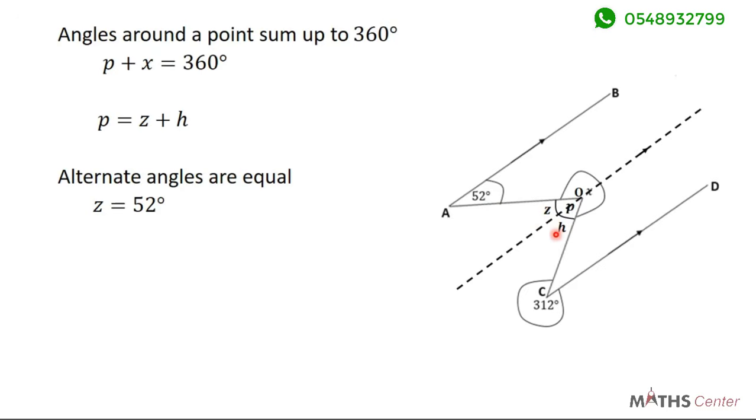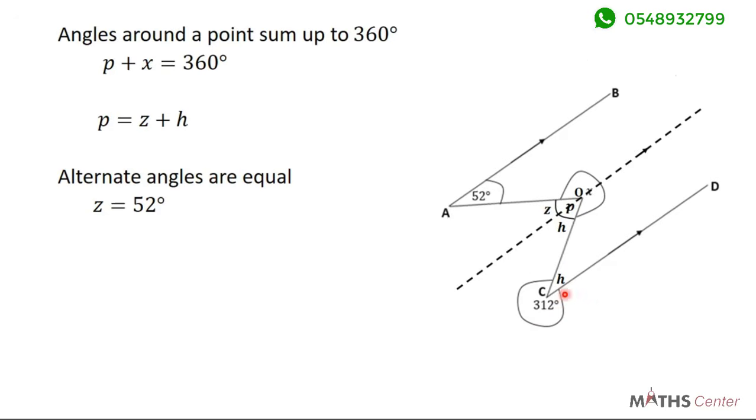Now, looking at the position of H very carefully, H and this small angle that we have here are also alternate angles. So if here is H, then H and this angle here are alternate. Now, to find H, we have this outer angle here to be 312 degrees. We have the inner angle here to be H.